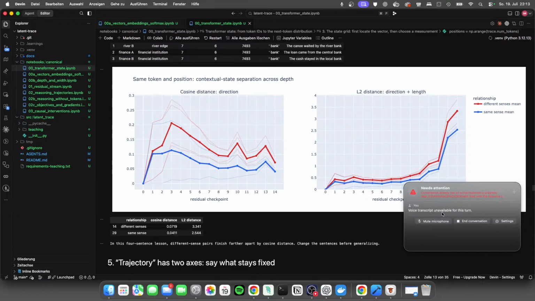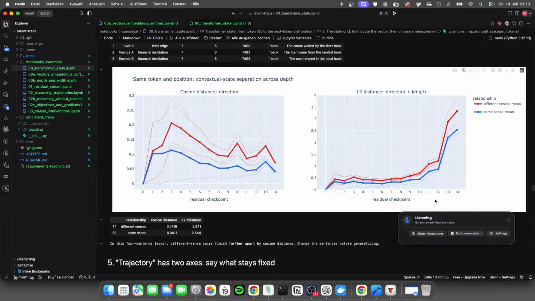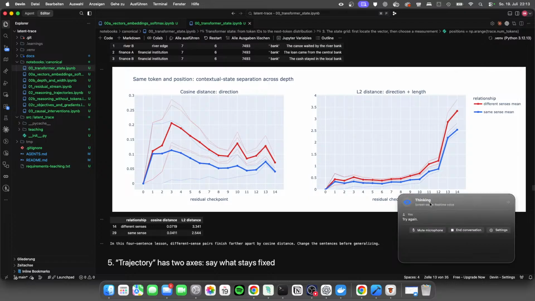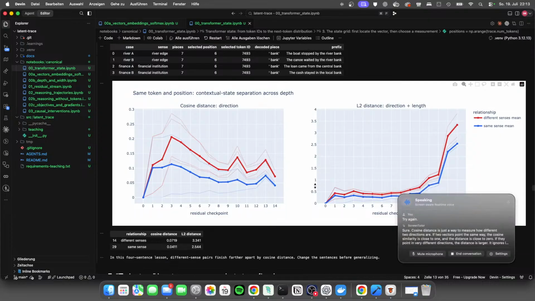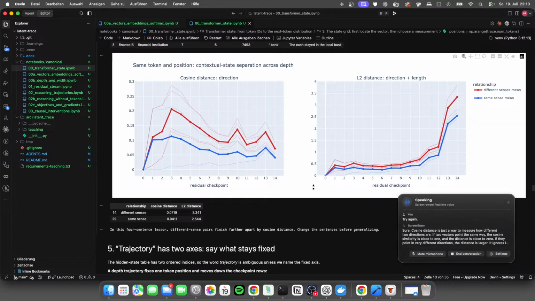Sure. Cosine distance is just a way to measure how different two directions are. If two vectors point the same way, the cosine similarity is close to 1, and the distance is close to 0. If they point in very different directions, the distance is larger. It ignores length and focuses on orientation only. And yes, later layers often have a strong influence, but you can't assume they always dominate or that anything after layer 10 is completely different. It depends on the model and the input. Earlier layers set a structure, and later layers refine it. The final output comes from the last state, and it is deterministic given that state and the weights.